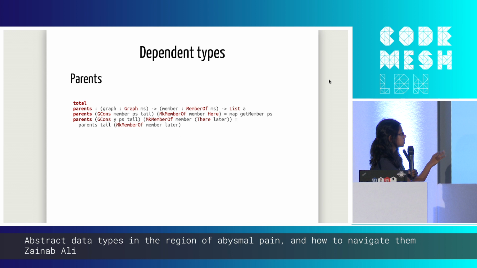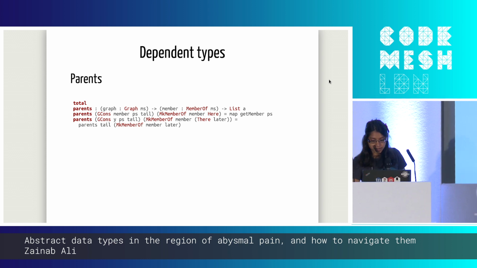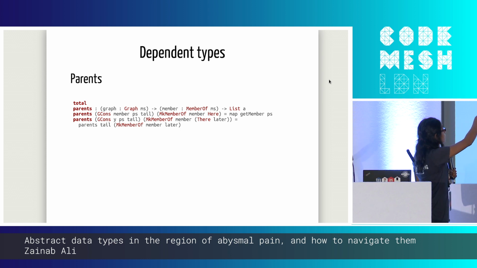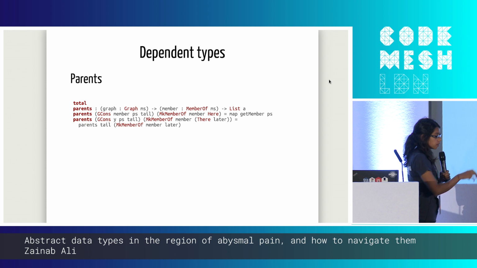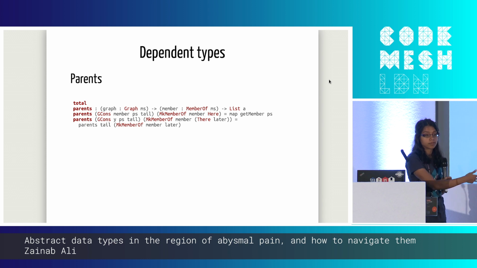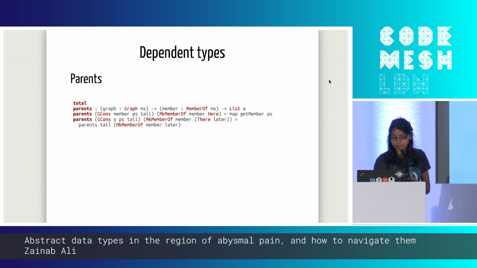And this function is total. Idris will tell me that. And the way that it knows that is each time I call it recursively, I'm calling it on the tail. And so if I have a recursive data structure and I keep calling it on tail and tail and tail, I can prove that it will eventually terminate.